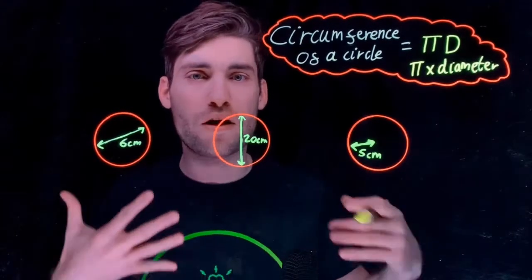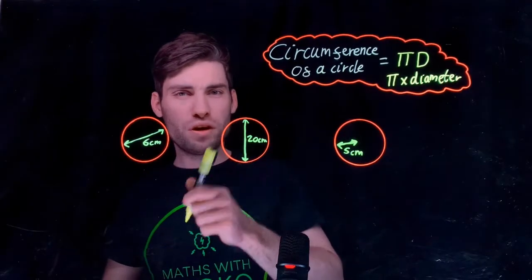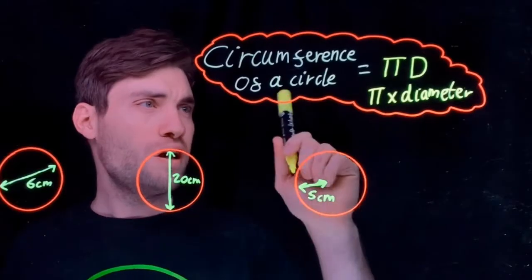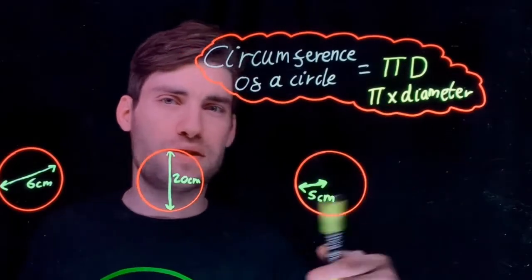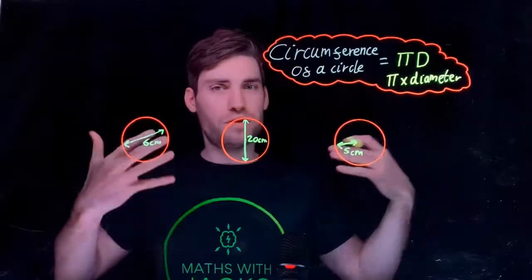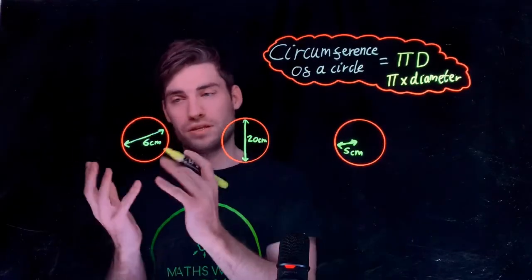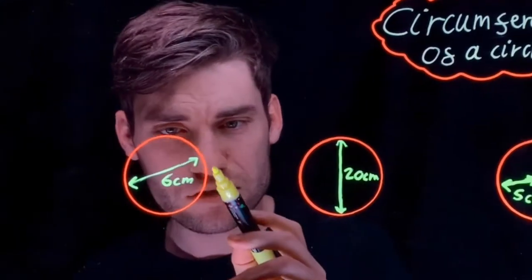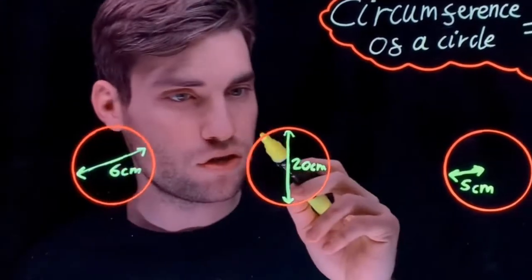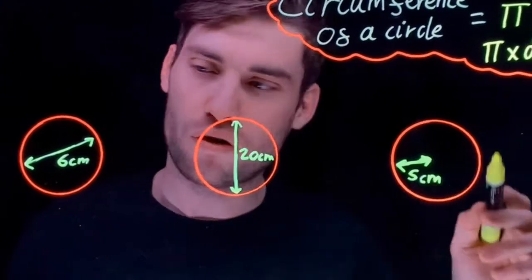This video is all about circumference of a circle. I'm going to show you how to use this formula, pi times by the diameter, or pi d. That's what we do to help remember it. So, circumference of a circle, similar to perimeter, is basically the outside edge of a circle. It's this red circle in each one. That's what a circumference is.